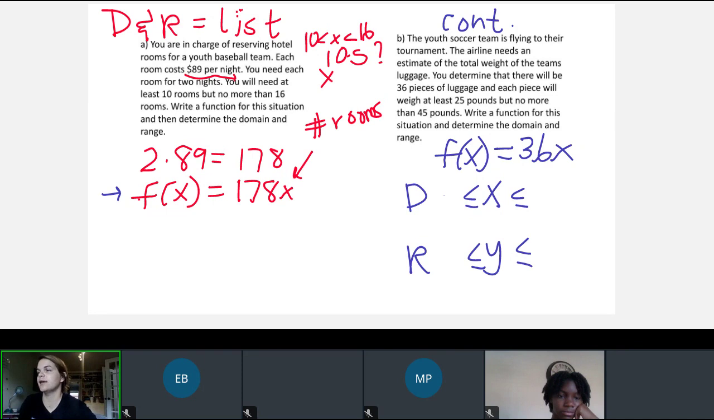So your function is 7 times h. So you're going to do 7 times 15. That's your lower value. 7 times 35 is your upper value. No. You're not going to write 7h in there. 7h is your equation. You're going to plug 15 into that.